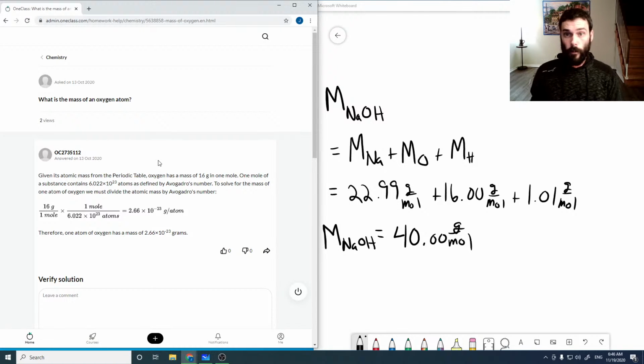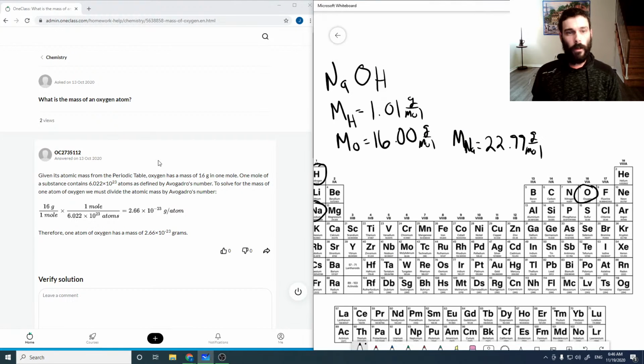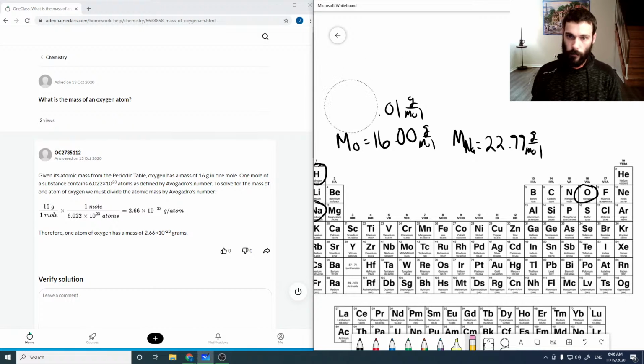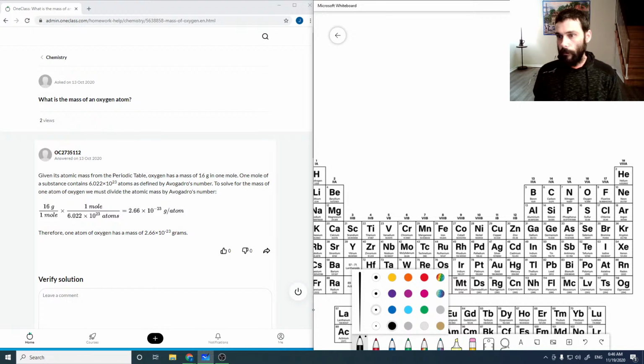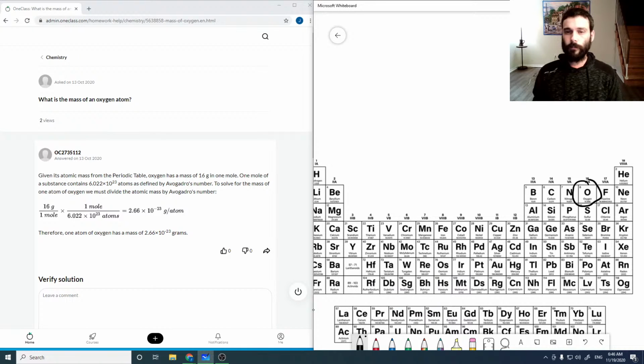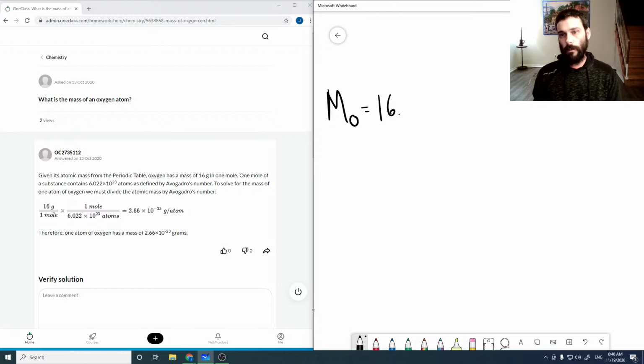And now for, I believe, my final mass question. It asks, what is the mass of an oxygen atom? So this is now not molar mass, but just mass of one atom. And so we locate oxygen, and the molar mass of oxygen is, we're going to use 16 grams per mole. I'm just going to grab a new sheet. So the molar mass of oxygen is 16.